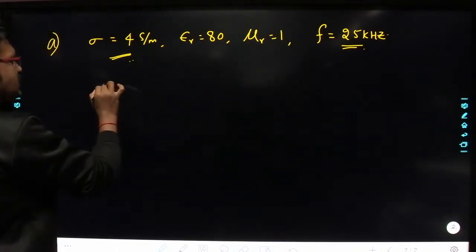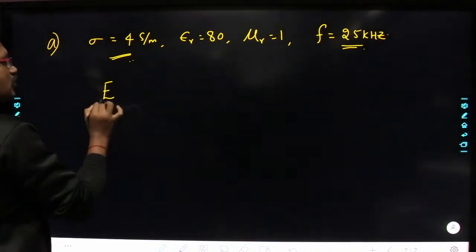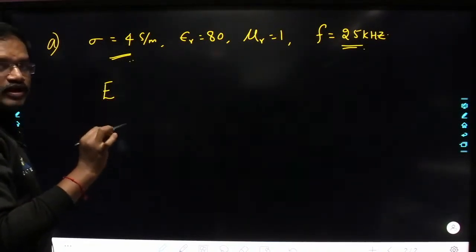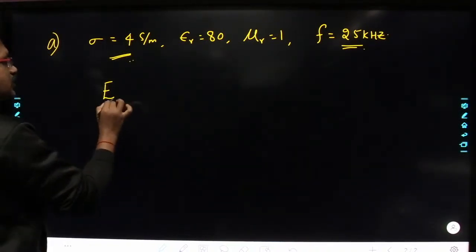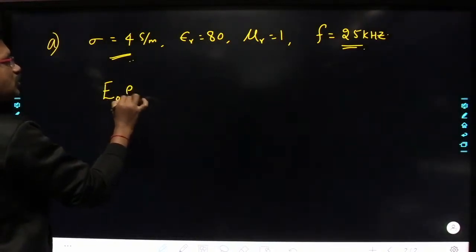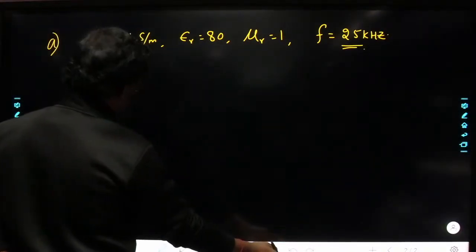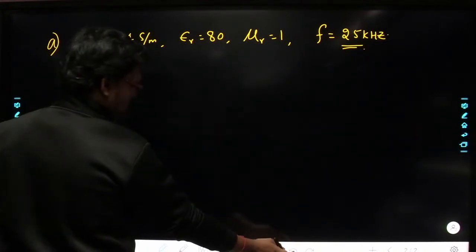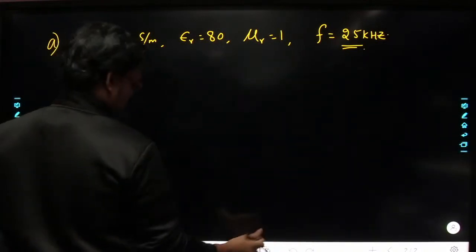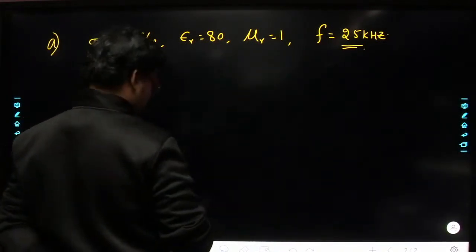So let us say the amplitude of the electric field of an electromagnetic wave is E naught. Or otherwise I can solve in this manner here.